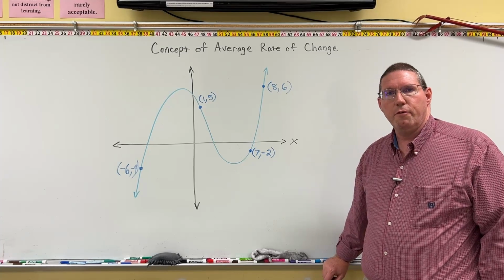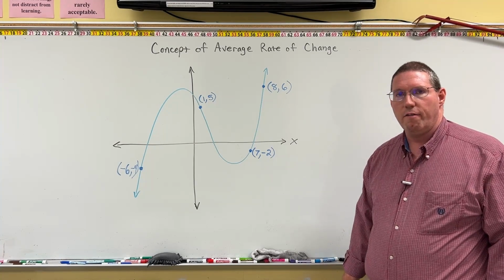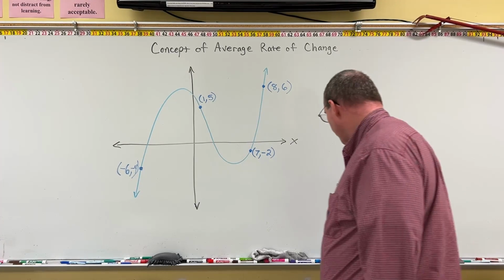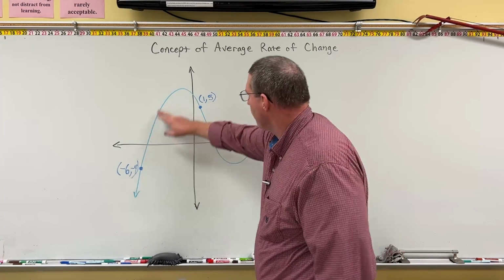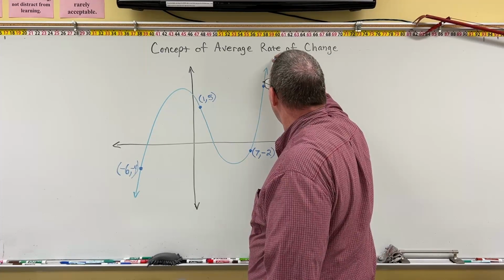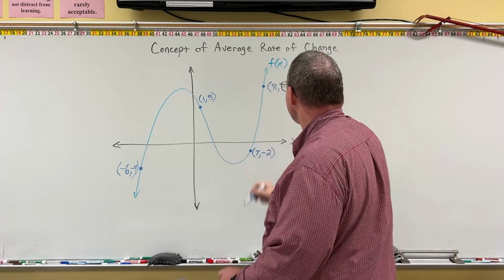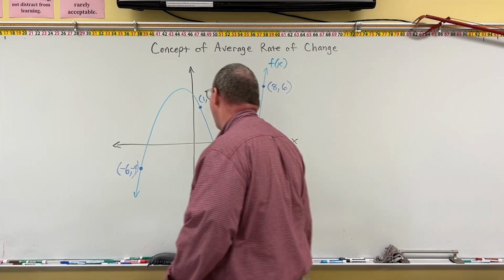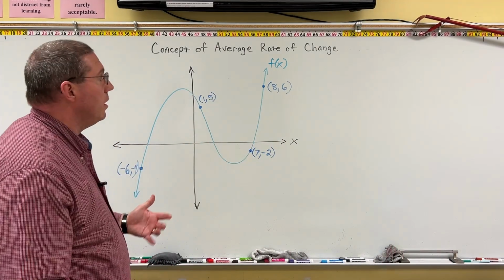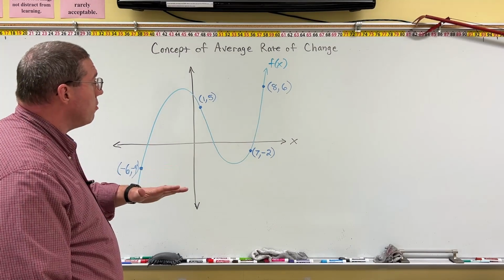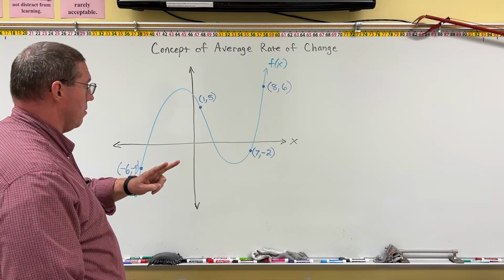Okay, so I just want to give you a brief understanding of the concept behind the average rate of change. Let's say that this blue curve here is a cubic curve. We're going to call it f of x, okay? And let's say that we want to identify the average rate of change between a couple points. Now the average rate of change is always going to be between 2 points, okay?